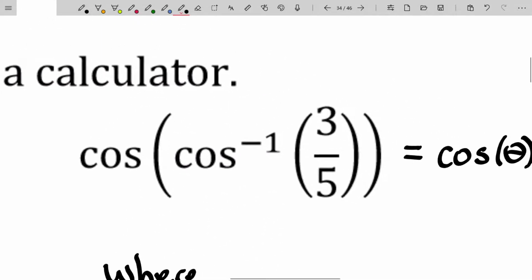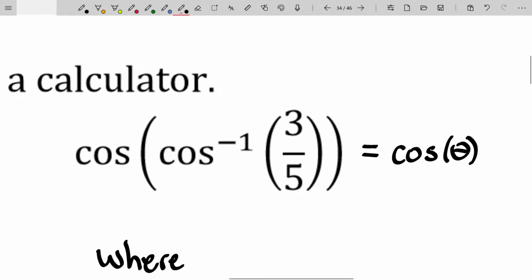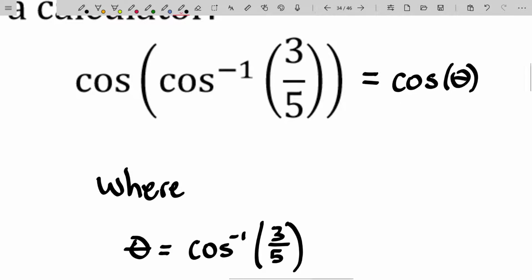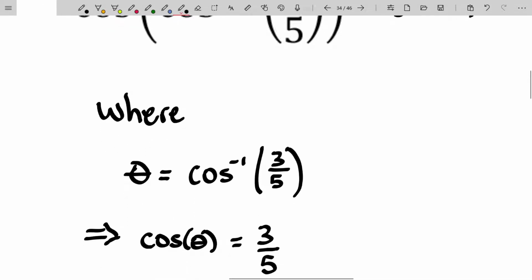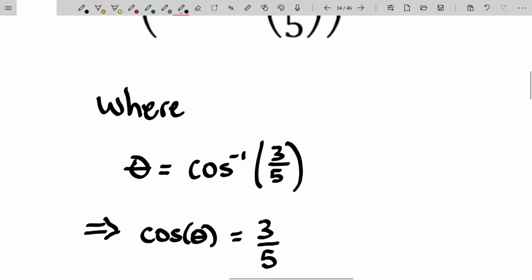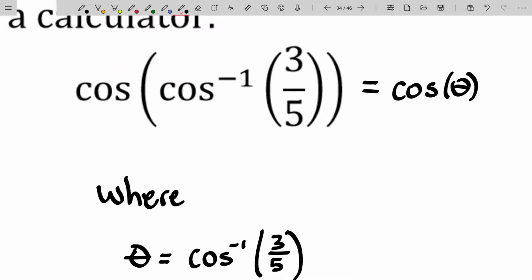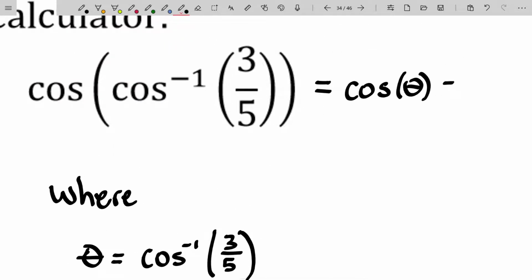Now, technically, we are done with this problem because we have just started with cosine of a cosine inverse of 3/5, where we've said, well, that's the same thing as cosine of an angle. And that angle satisfies that it's equal to the cosine inverse of 3/5, which implies whenever I see cosine of theta, I can replace it with 3/5. Sounds very circular. I totally agree.